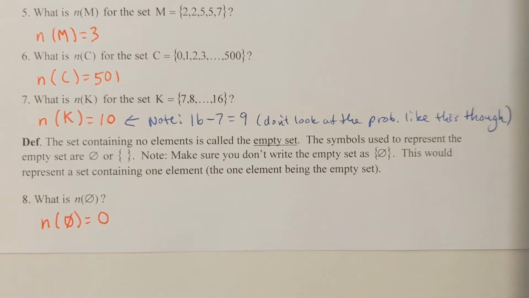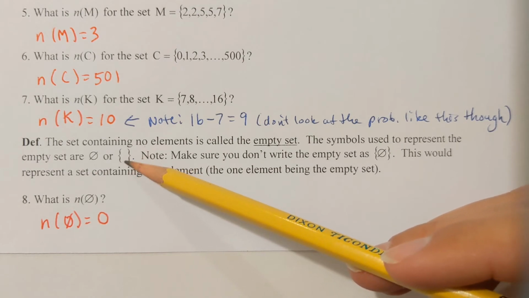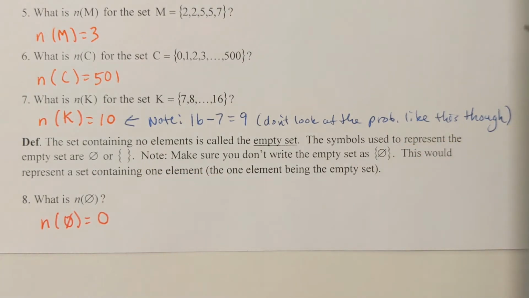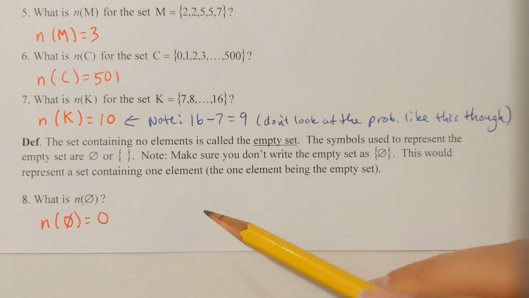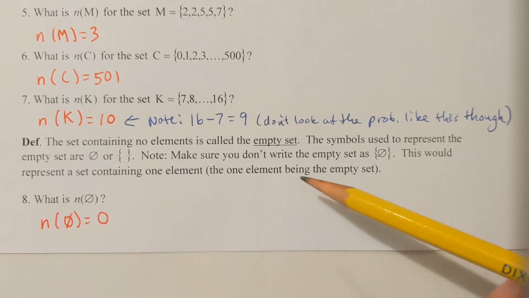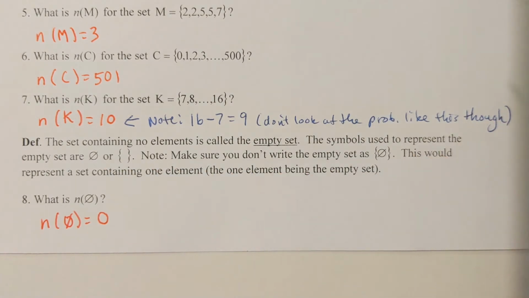Definition: the set containing no elements is called the empty set. The symbols used to represent the empty set are this symbol and this symbol, a set with nothing in it. As a note, make sure that you don't write the empty set as the set containing the empty set. This would represent a set containing one element, the one element being the empty set. So this and this mean the empty set. This does not mean the empty set.